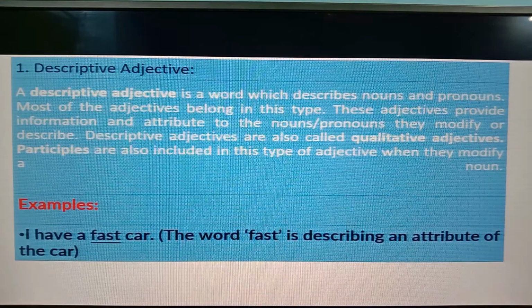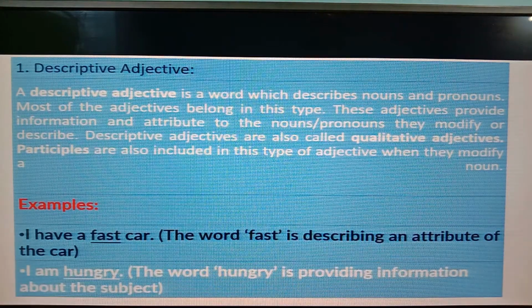Examples: I have a fast car. The word fast is describing an attribute of the car. I am hungry. The word hungry is providing information about the subject. So, we have come to know about the descriptive adjective here, fast and hungry.